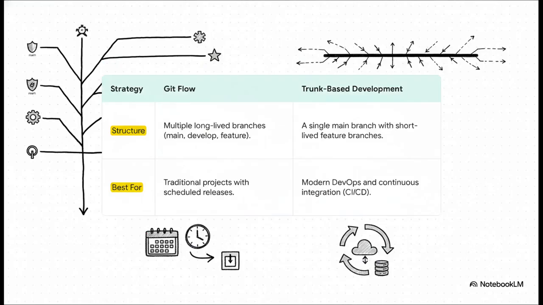Generally, you'll see two major strategies out in the wild. First, there's the classic Git flow. This one has a bunch of long-running branches: main, develop, feature, release, the whole shebang. It's really solid for projects that have a more traditional, scheduled release cycle. And then there's trunk-based development. This is where basically everyone works off a single main branch, using very short-lived feature branches. This is the go-to model for modern DevOps teams who are doing continuous integration and deployment.